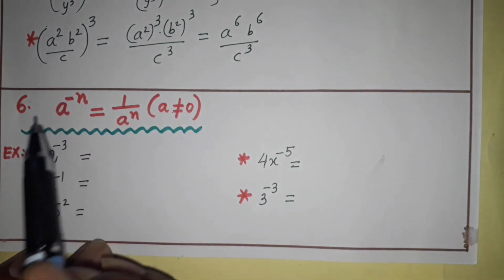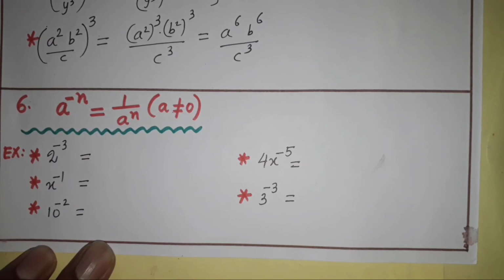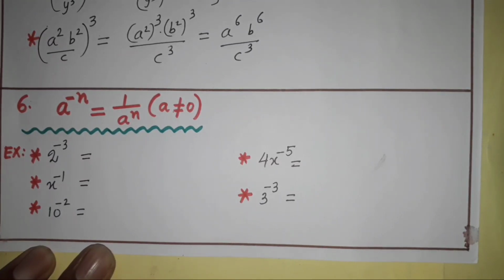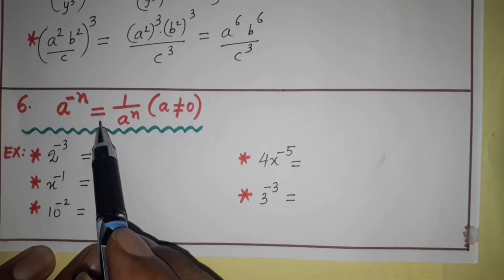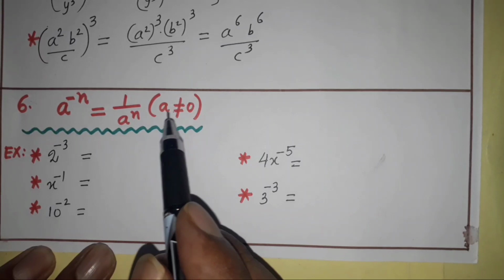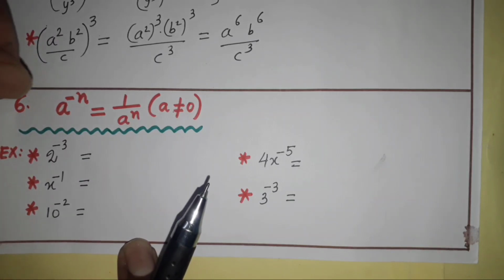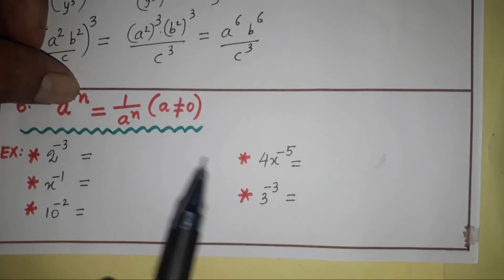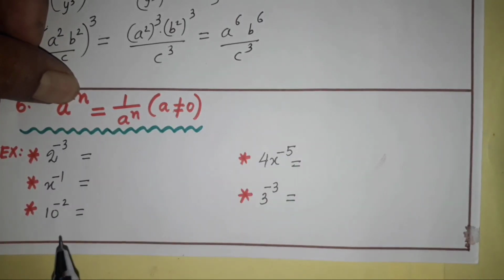Coming to negative power. Suppose if you have a negative power, then you can write it as positive. a to the power of minus n is equal to 1 by a to the power of n, where a is not equal to 0. That means, suppose if you have a negative sign in the power, simply you close the negative sign and write 1 by the remaining a to the power of n.